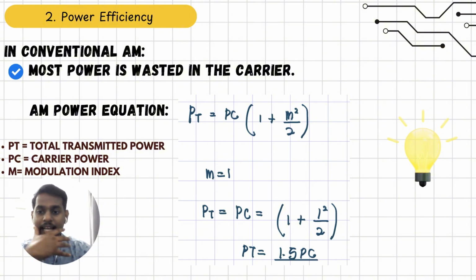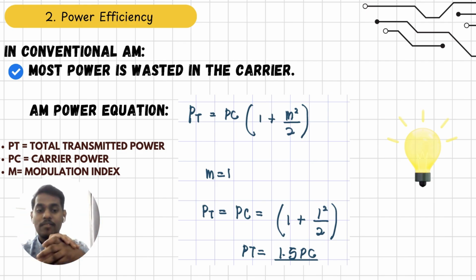You can see PT stands for total transmitted power, PC is carrier power, and M is the modulation index. The modulation index ranges from 0 to 1. When M equals 0, there is no modulation, but when M equals 1, the signal is 100% modulated. What does 100% modulated mean? It means the maximum modulation without distortion. So for example, we assume M equals 1 because it fully represents this. When we substitute 1, we get the power is 1.5 PC.